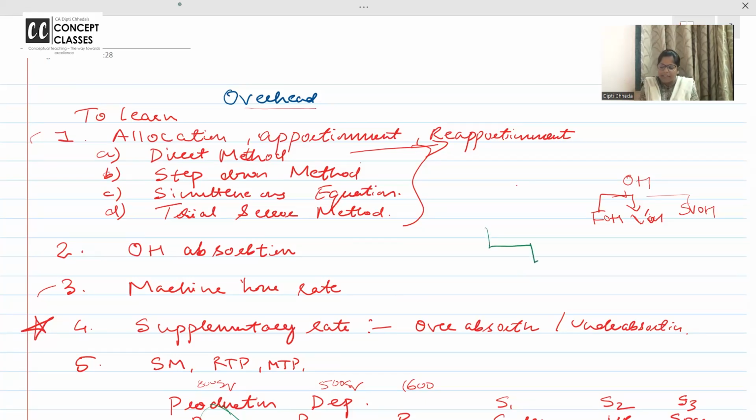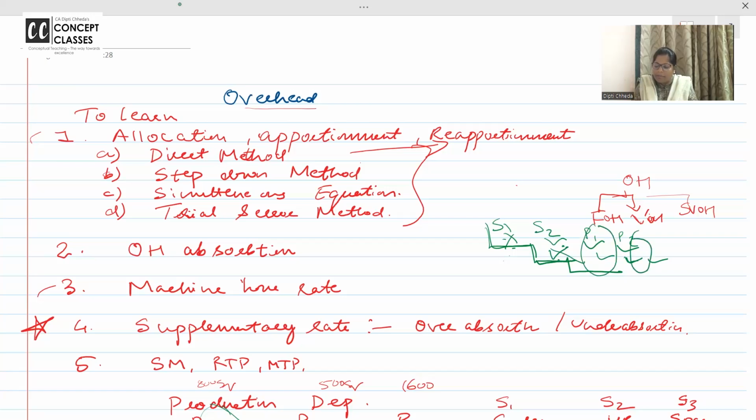Step down method looks like this. So this is S1, this is S2, this is P1, this is P2. One service department is giving service to another. S1's expenditure you allocate to all three, then S2's own expenditure, and S2 is getting services from S1, but it is not giving back. One service department is receiving service from another department, but it is not giving back. Then that is S2. S1 and S2.